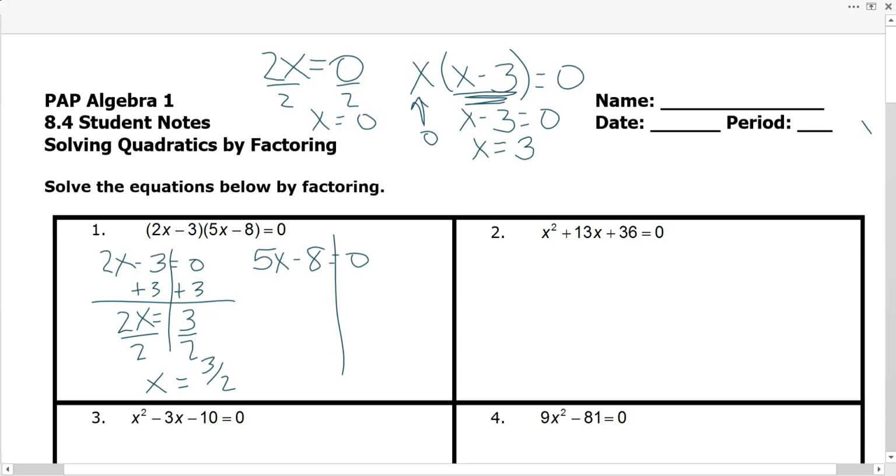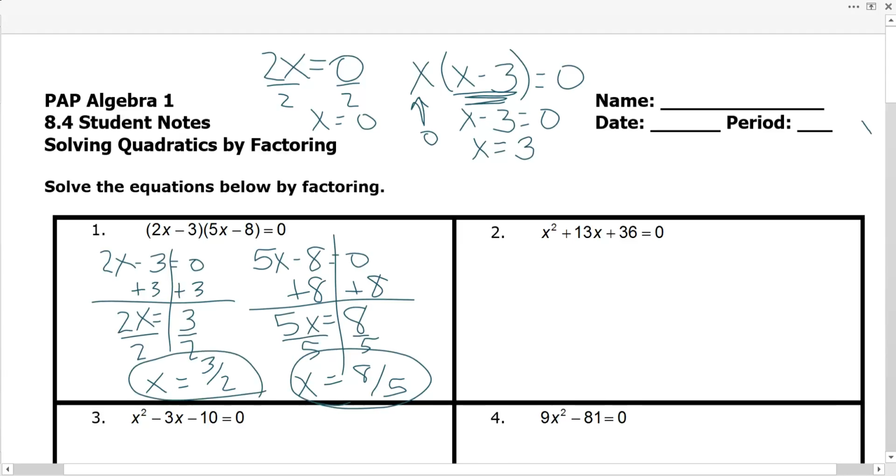Or I can add 8 on both sides. I could have 5x equals 8, divided by 5, x equals 8 over 5. So these are my two values of x that, if I substituted them back into that equation, it would come out to be 0, which is what I want. So those are the two places on the x-axis where my parabola would go across the x-axis. Those are my two solutions.